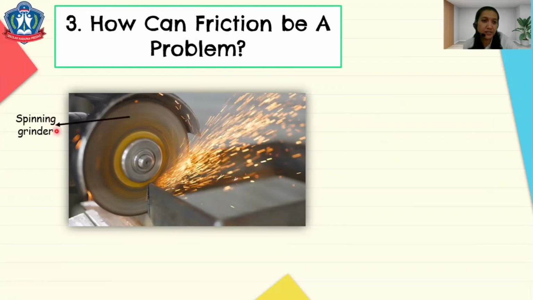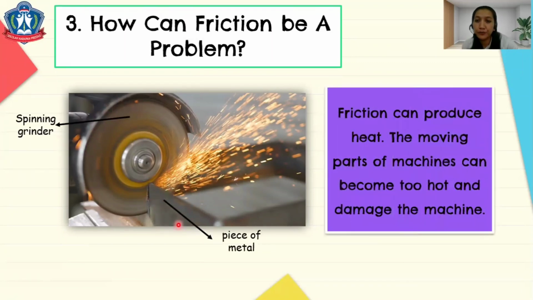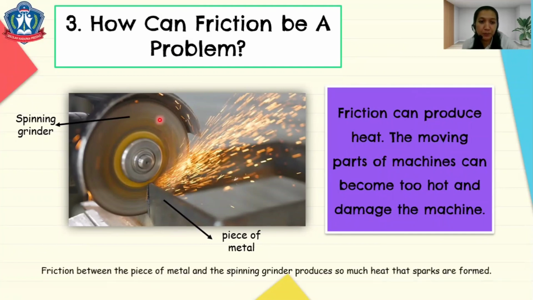The other one is this one, the spinning grinder and the piece of metal. Friction can produce heat. The moving parts of a machine can become too hot and damage the machine. Friction between the piece of metal and the spinning grinder produces so much heat that sparks are formed.